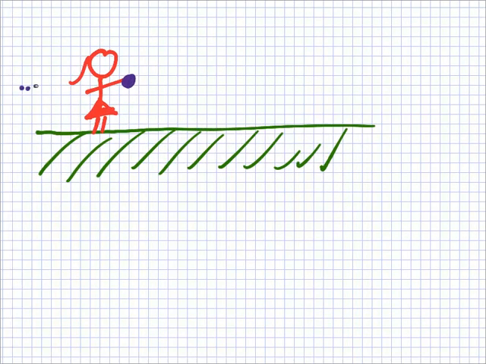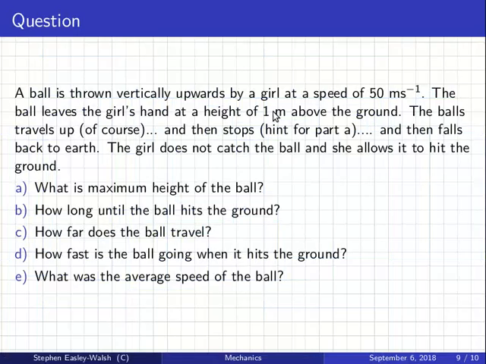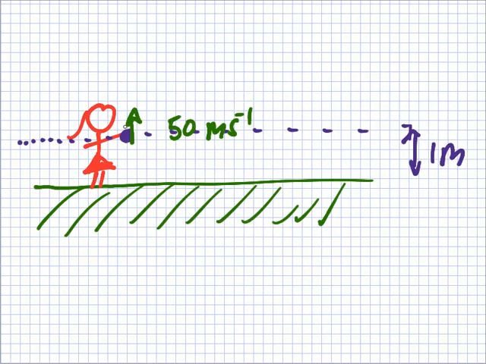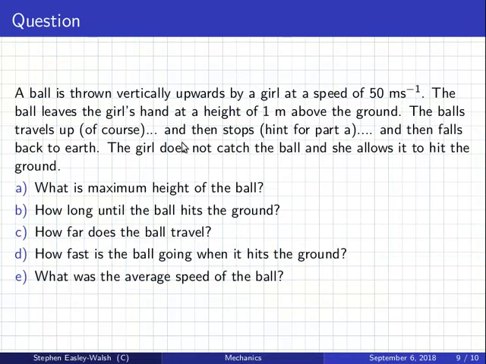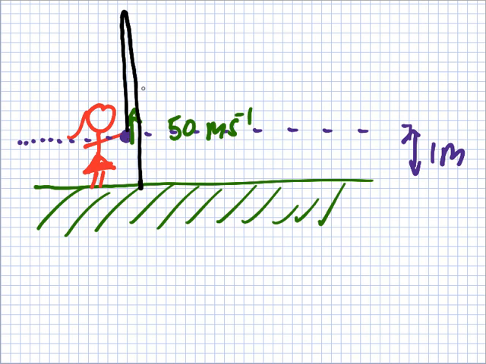So this here is 1 meter. Okay, so far. And her speed she throws it up at is an impressive 50 meters per second. The ball leaves her hand, the ball travels up, then stops and falls back to Earth. So think about what happens. It goes up, I'll just draw it as a curve. It'll stop and come back down and hit the ground. That's what I'm going for here. The girl does not catch the ball, so it doesn't go back to her hand. She lets it fall to the ground.